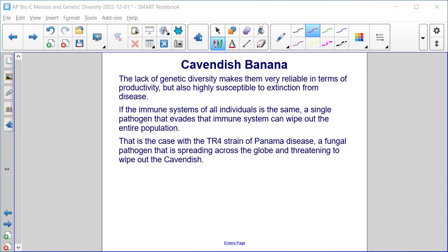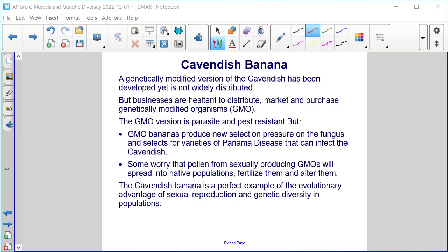That's the case with the TR4 strain of Panama disease, a fungal pathogen that is spreading across the globe and threatening to wipe out the Cavendish. A genetically modified version of the Cavendish has been developed, yet is not widely distributed, but businesses are hesitant to distribute, market, and purchase genetically modified organisms, GMOs.